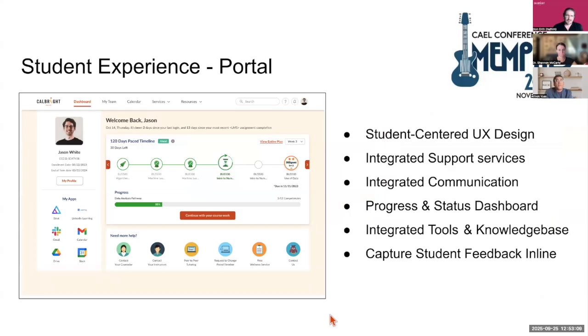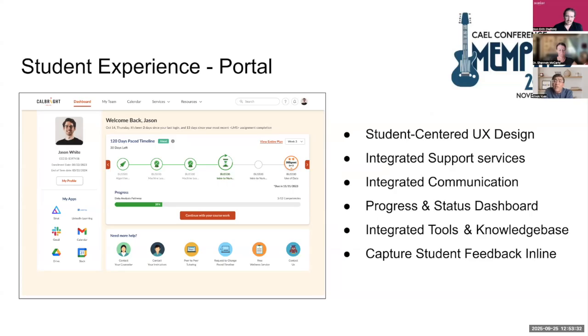Let me talk a little bit about our student portal. This is an important piece of the learning ecosystem and a vehicle for delivering a seamless student experience. It is our single pane of glass, one place that pulls services and data together from internal and external systems, so learners don't have to hop across systems.